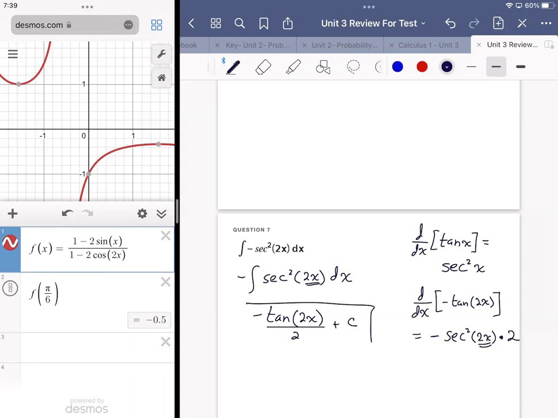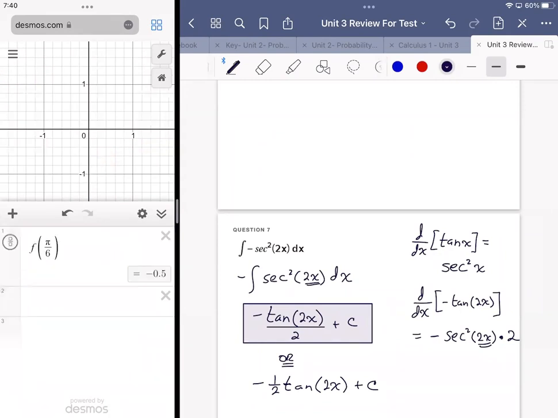And so that would be my antiderivative. You could write it in a different way, or negative 1/2 tangent 2x plus c. But the idea is to have a suspicion of what you think the antiderivative is, test it out by finding the derivative and see if it works.